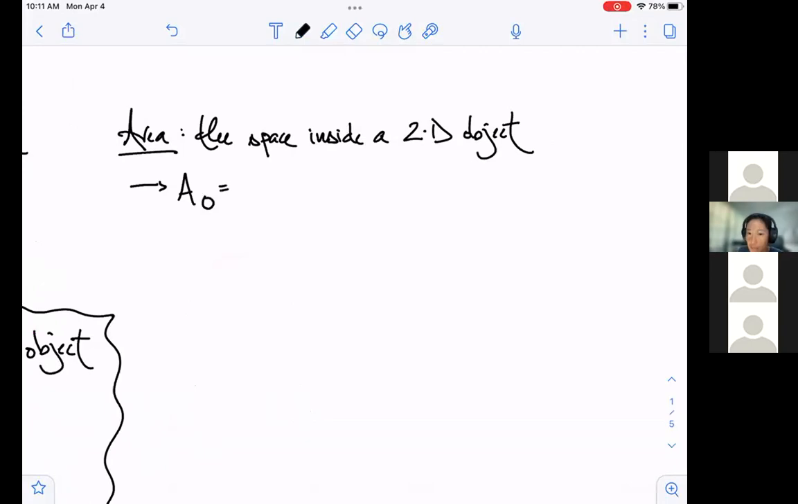I think we mentioned this earlier, but the area formula for the circle is pi r squared. Great. So we have pi r squared, and that is our area formula. And we know it's the area because we have radius times radius. That's going to give us 2 dimensions.